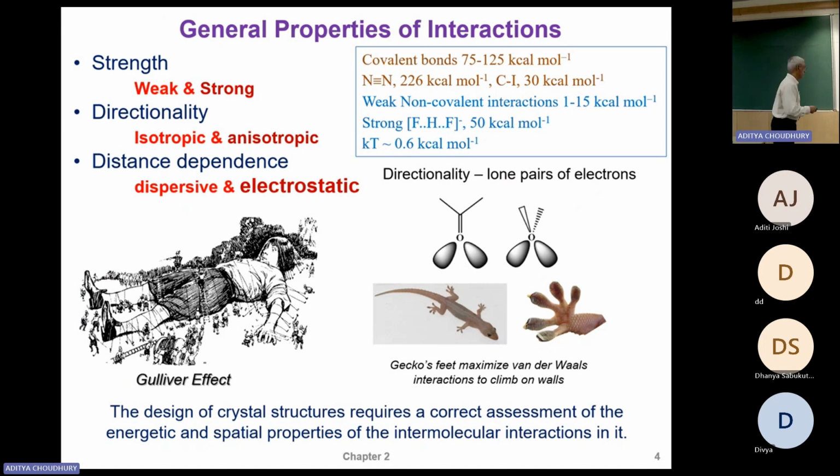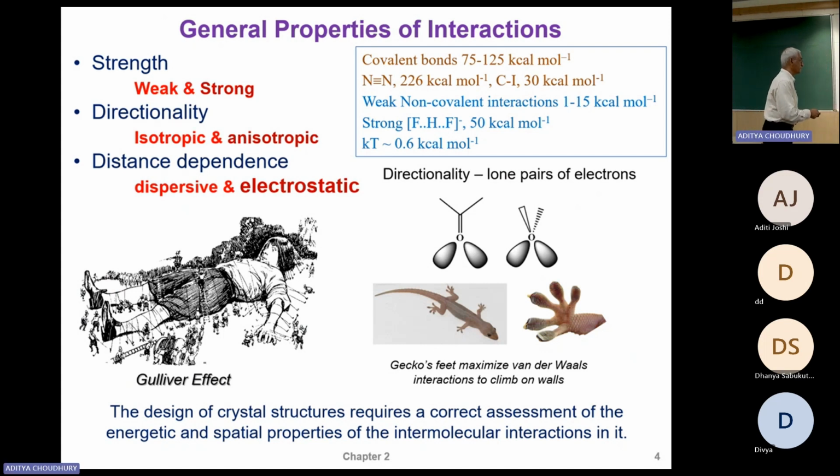So we always compare with the Gulliver effect. You see the Gulliver, all these small guys, they are large in number. They are able to catch this guy. You might have seen the Gulliver's Travels movies. So the Gulliver effect is very obvious. We always compare van der Waals interactions with this Gulliver effect.